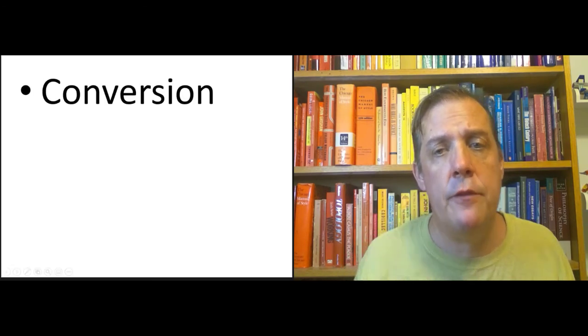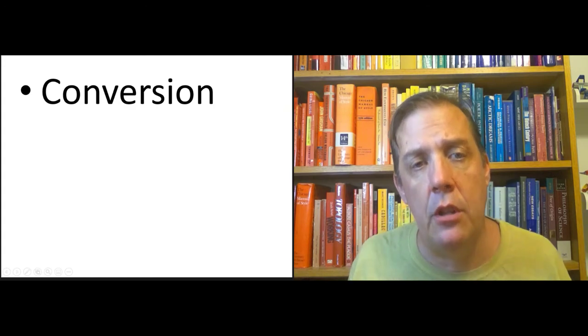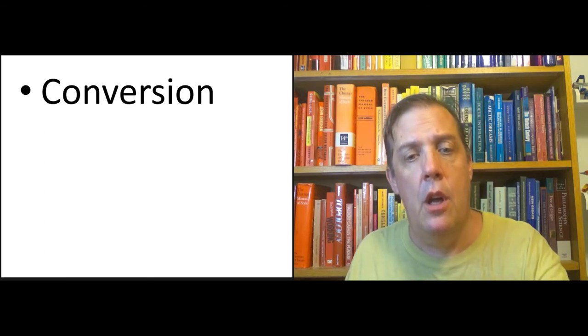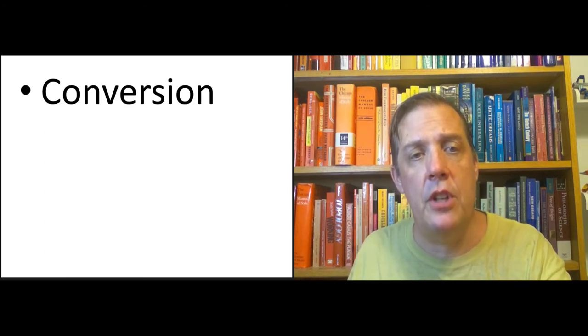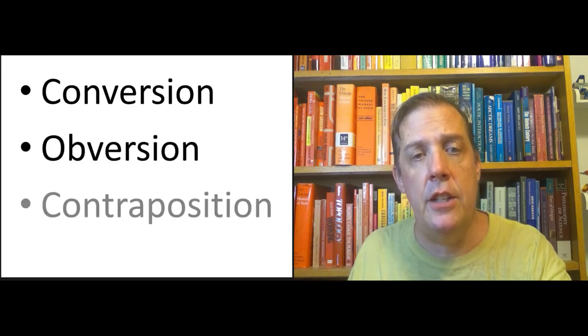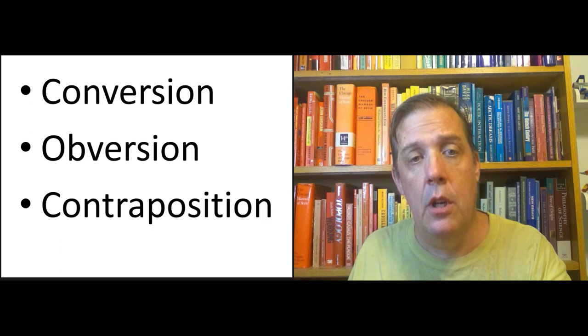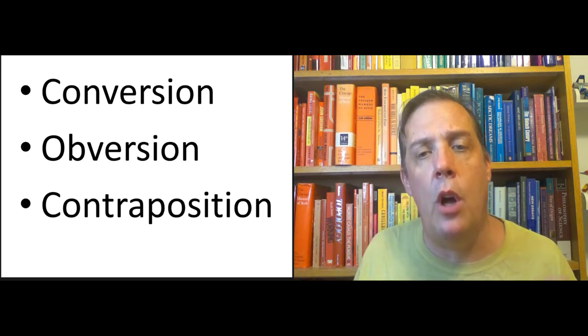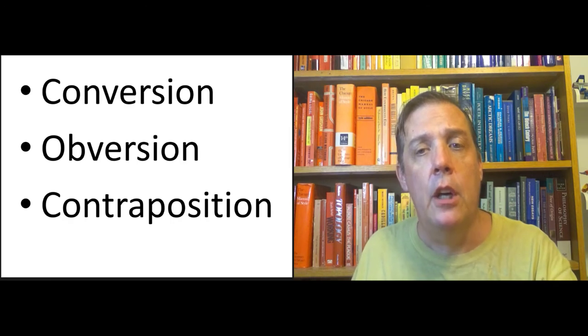So that is the first of the three transformations we are discussing, right? The first transformation was conversion, and all conversion means is switching subject and predicate. The two other things that we're studying in this class are obversion and contraposition. But to understand obversion and contraposition, we need to add one more bit of vocabulary, and that's the term complement.